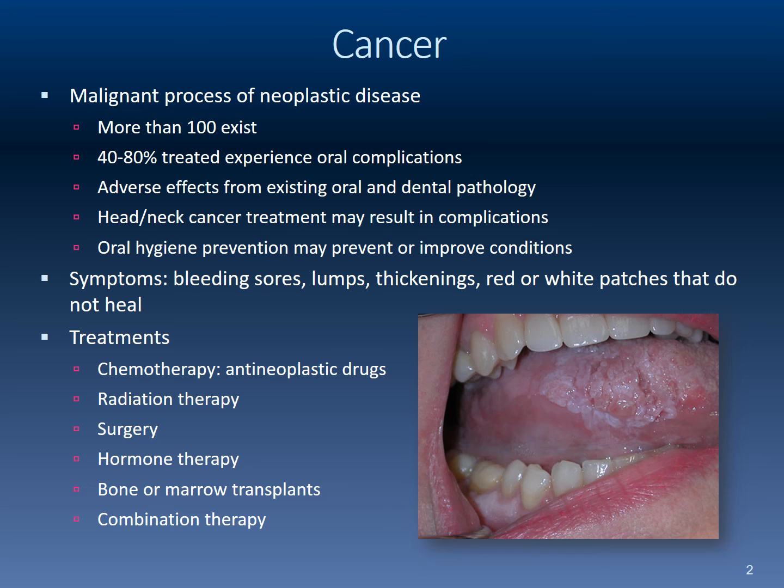Head and neck cancer treatments also may result in complications that will affect the quality of a patient's life. Oral hygiene prevention may prevent or improve their condition, which gives us the advantage of advising these patients in these situations. Typically, they're known to have bleeding sores, lumps, and thickenings. You'll notice white and red patches throughout the oral cavity that do not want to heal. Typical treatments involve chemotherapy, radiation, surgery, hormone therapy, sometimes bone marrow transplants, or a combination of the above.